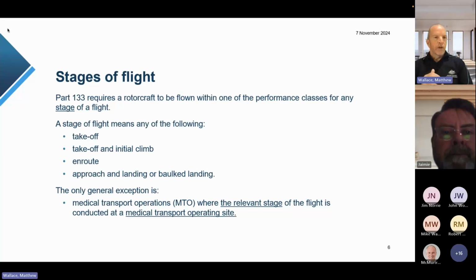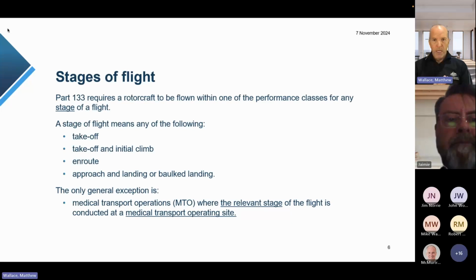Just breaking this down so we can step through the presentation. I'm just going to quickly cover the stages of flight associated with a performance class, and this applies across the board, and it's all part of 133. So much of this you probably know already. So 133 requires a rotorcraft to be flying within one of the performance classes for all stages of the flight. And to ensure that we have a performance class for each stage, the stages are broken down: takeoff and climb, en route, approach and landing, and the balked landing.